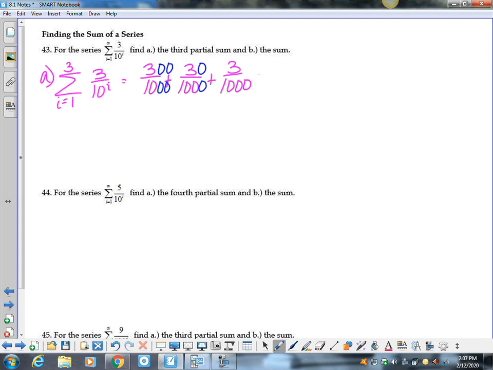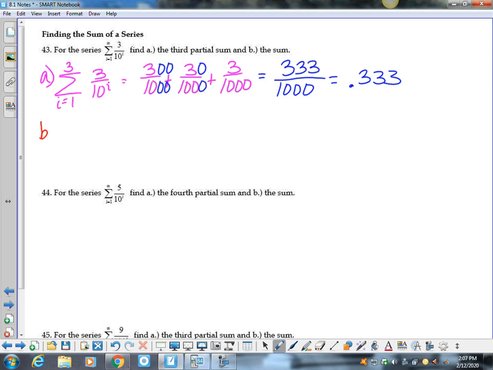Now add the top numbers together. That gives you 333 over 1,000, which is the same thing as 0.333. Now, not repeating. That's a finite sum. It stops right there. It is exactly 333 thousandths. Okay.